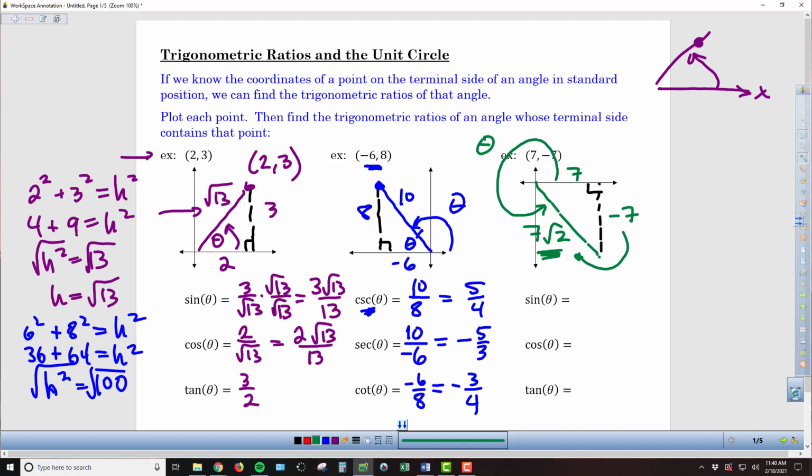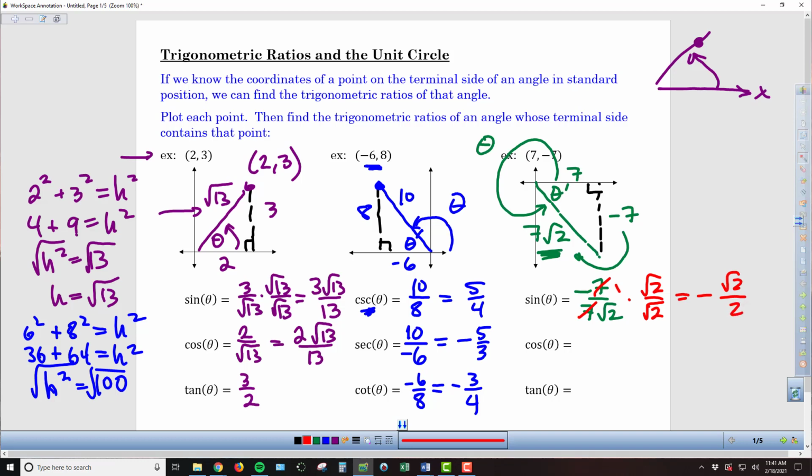So for sine, it's going to be using, again, the reference angle here, opposite over hypotenuse. So that's going to be -7 over 7 √2. So if we do a little reducing, the 7's go, so we're ending up with -1 over √2. And so if I multiply by √2 over √2 in order to rationalize, we end up with -√2 over, and then √2 times √2 is 2.